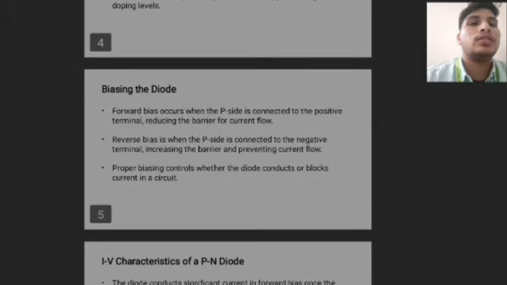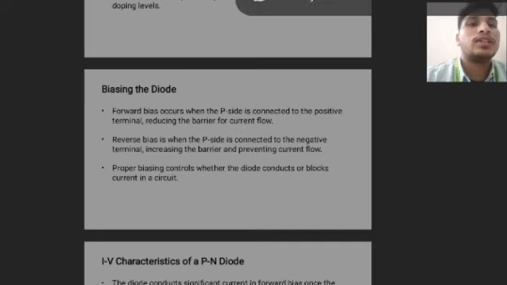Biasing the diode. Forward bias occurs when the P side is connected to the positive terminal, reducing the barrier for current flow. Reverse bias is when the P side is connected to the negative terminal, increasing the barrier and preventing current flow. Proper biasing controls whether the diode conducts or blocks current in a circuit.